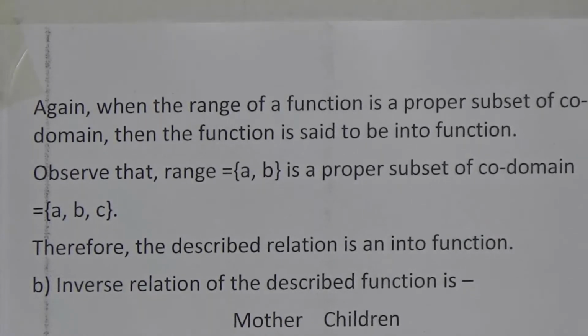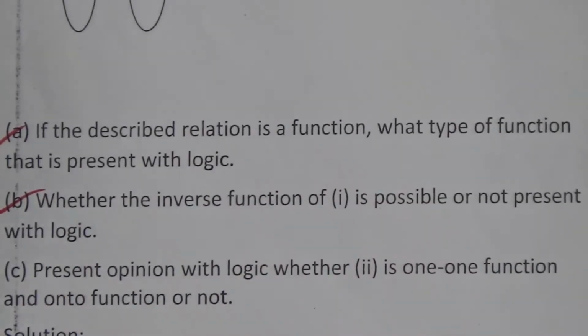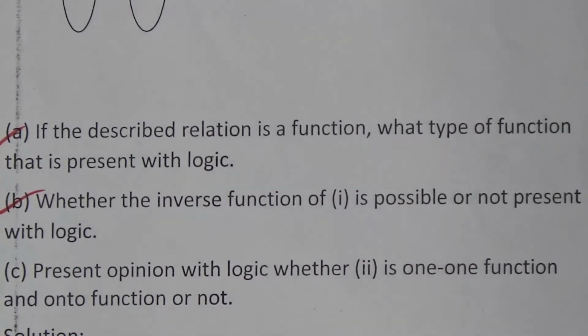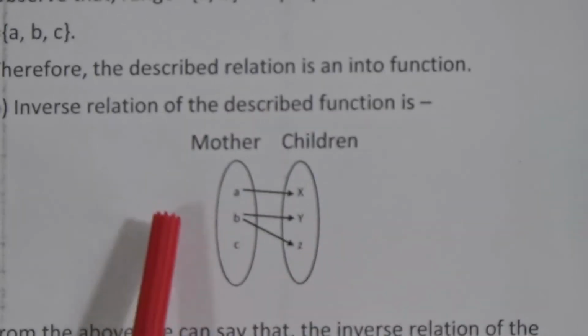Question B, what is question B? Whether the inverse function of relation 1 is possible or not, present with logic. We have to present that the inverse function of the relation 1 is possible or not. To show that, at first we have to know the inverse relation of the given relation. From the given relation we can determine the inverse relation here.